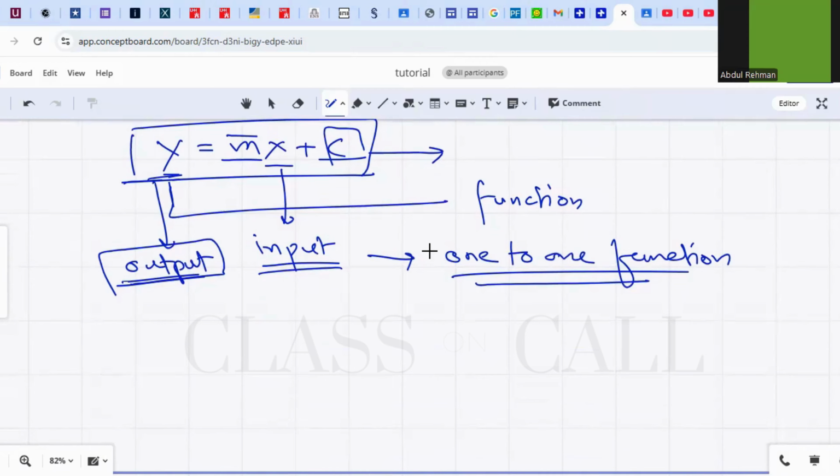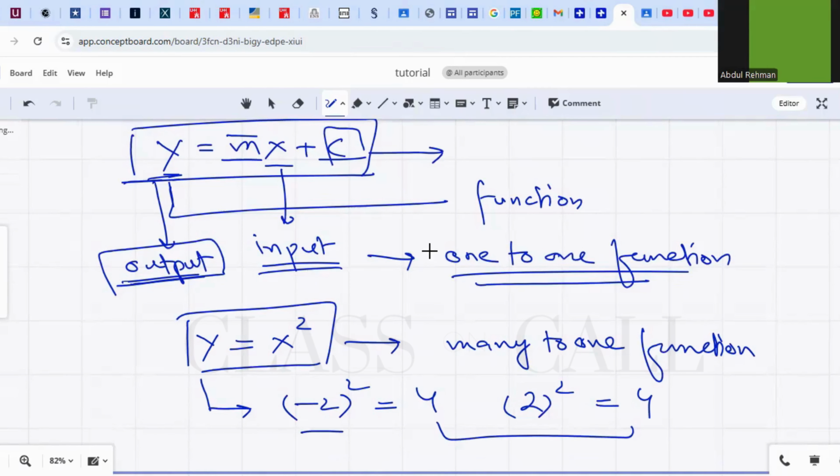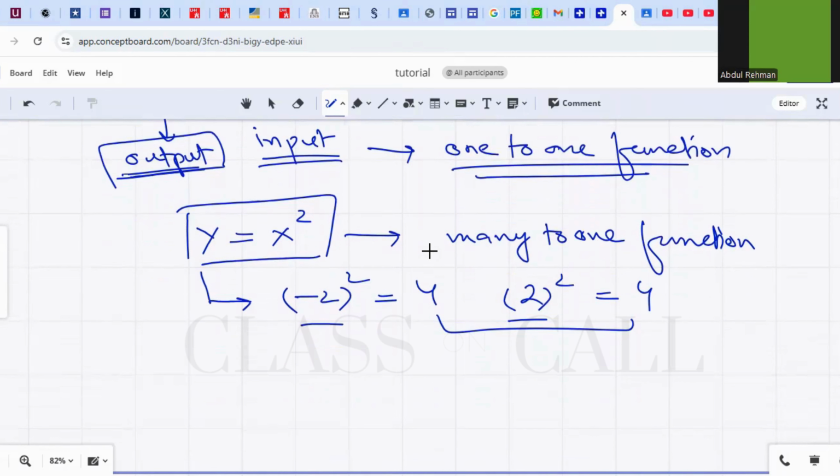And similarly, we could have other functions. Let's say y equals x squared. And so this is also a function, but this time it is many to one. Because if you see from here, for negative 2 squared, it's going to give us 4. And for 2 squared, it is going to give us 4 as well. So for two different inputs, we have the same output. And this means that this is a many-to-one relationship, but many is inputs and one is output, so it's a function.